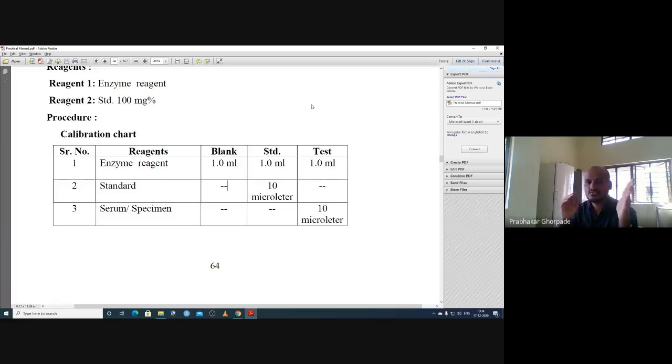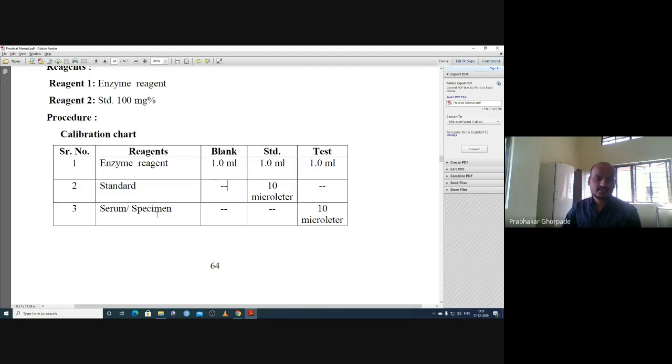So you take 3 tubes, 1 tube for blank, 1 tube for standard, 1 tube for the test. For all 3 tests, you add 1 ml enzyme reagent in the blank, 1 ml enzyme reagent in the standard, 1 ml enzyme reagent in the test.